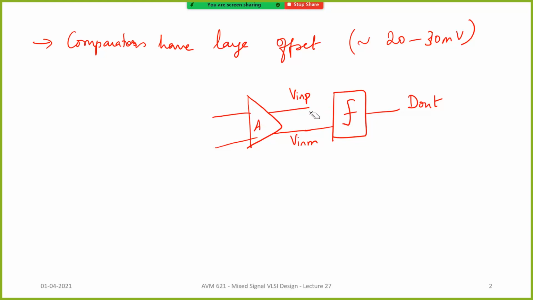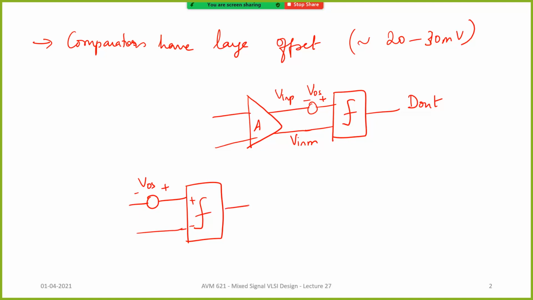Okay, and let's say the offset is denoted as V offset, which is in this polarity, because you can always change the polarity, but once you use it, you need to basically stick to it. All right. Now, what does it mean if you say I have a comparator and I have an offset voltage VOS? Okay.